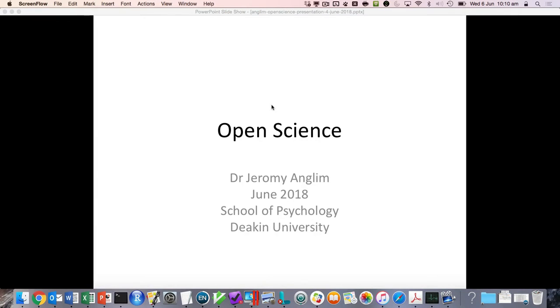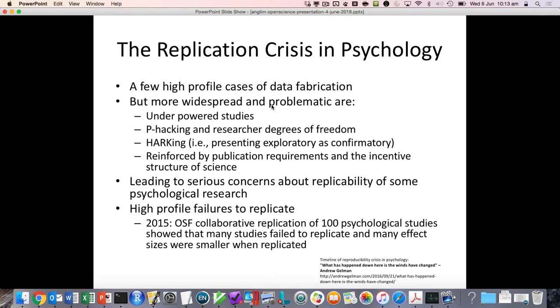Open science framework is kind of what I wanted to talk about. So yeah, in terms of contextualizing open science, one way of doing it is to think about what some people are calling the replication crisis in psychology. There's definitely been a few high-profile cases of data fabrication where people have just made up data, and various people have gone back and done the detective work to identify these cases and so on.